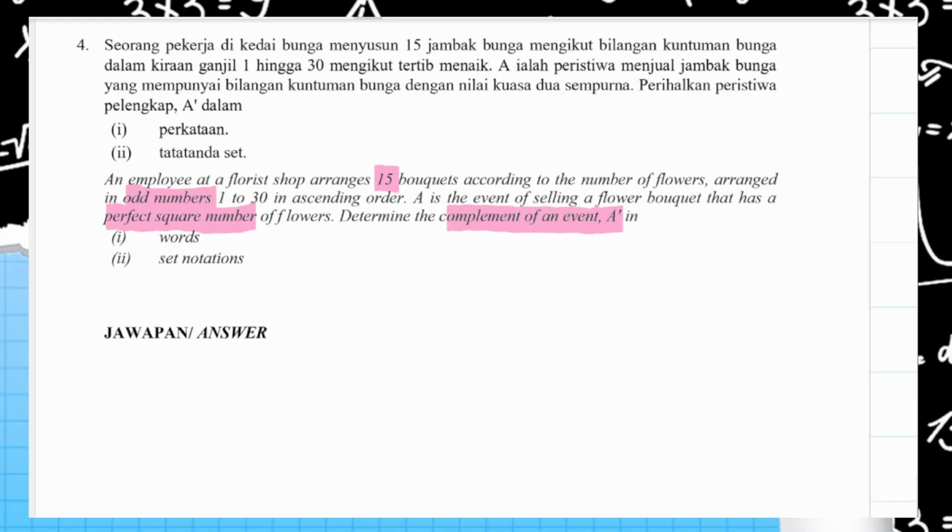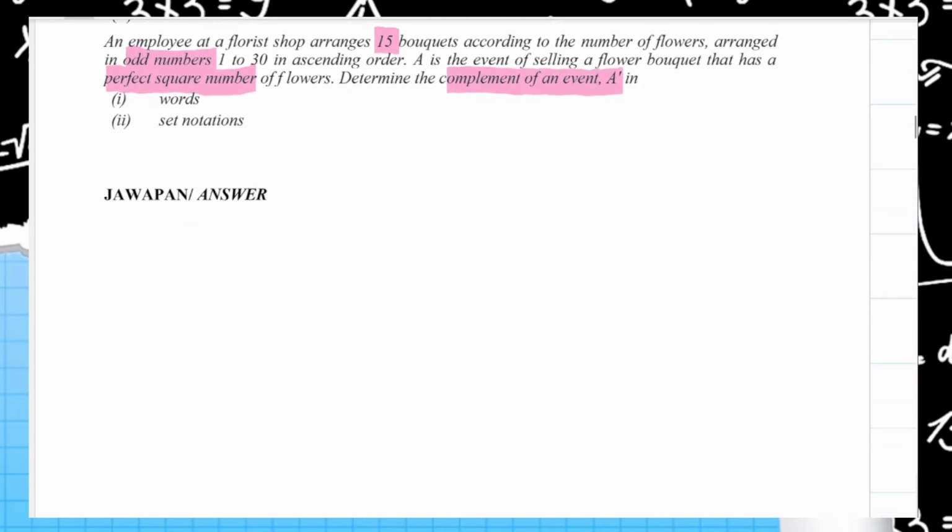The first one in words and the second one in set notation. So for this question, you have to represent the complement in words and in set notation, and this one you have learned in Form 1, introduction to sets. So let us solve this question first.